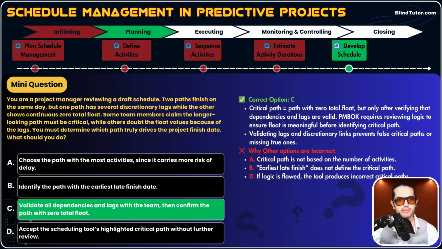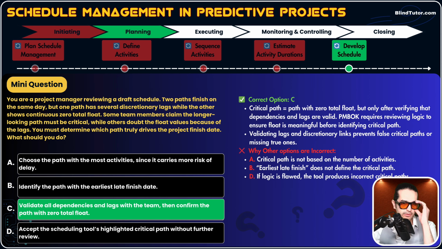Option B says identify the path with the earliest late finish date. This is just a made up statement. It has nothing to do with late finish date. So earliest late finish does not define the critical path. Float is the determining factor. Option D says accept the scheduling tool's highlighted critical path. No. We need to validate the data that we enter to a scheduling tool first. Tools only reflect the logic entered. If logic is flawed, the tool produces an incorrect critical path.